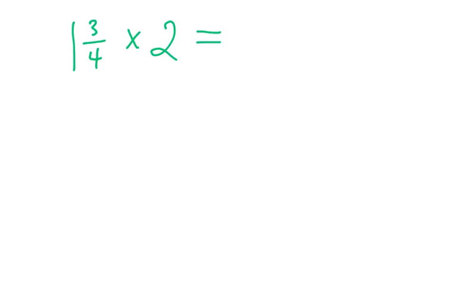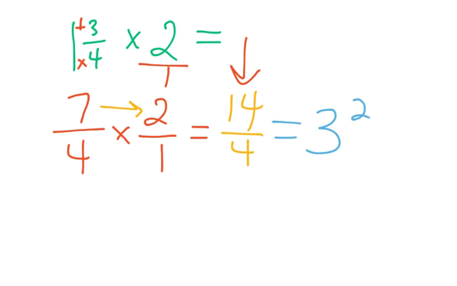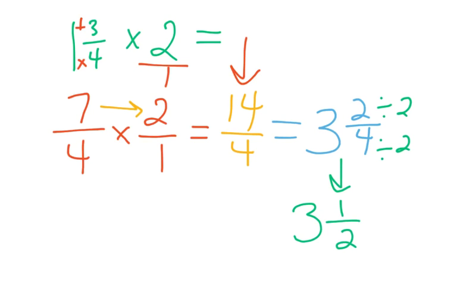Final example is looking at a mixed number times a whole number. So once again, we're going to put our whole number over 1, change our mixed number into an improper fraction. 4 times 1 is 4, plus 3 is 7. So we have 7/4 times 2 over 1, giving us an answer of 14/4. Once again, improper fraction, have to change it into a mixed number. 4 can go into 14 3 times. 3 times 4 is 12, giving us a remainder of 2. So we have 3 and 2/4, which can then be simplified by dividing by 2, which would give us a final answer of 3 1/2. So 1 3/4 times 2 would get us to a simplified answer of 3 1/2.